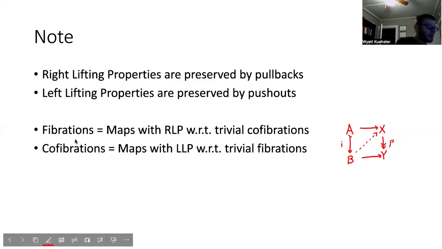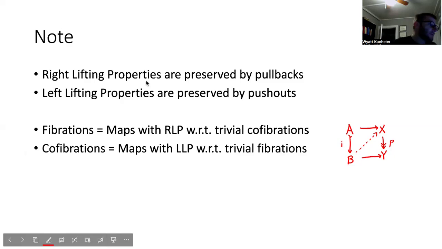And I can also move the word trivial to the other side. A trivial fibration, meaning a fibration and a weak equivalence, is the same thing as being a map that has the right lifting property with respect to all cofibrations.